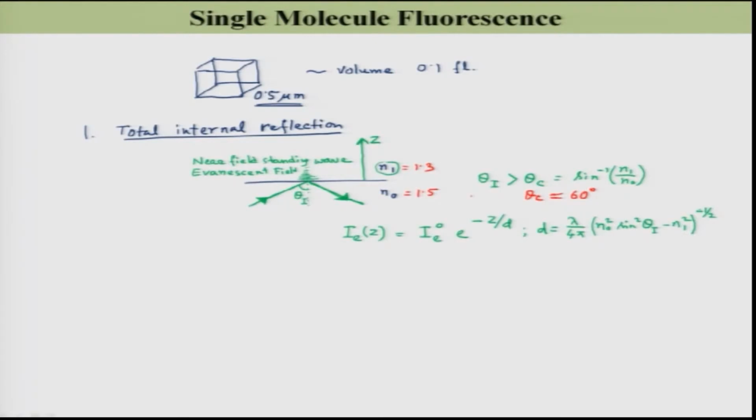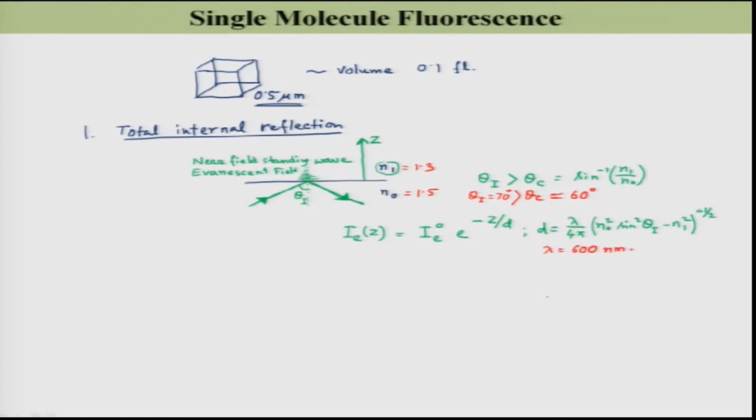So, if theta I is greater than 60 degrees, let me consider that theta I is equal to 70 degrees. I can choose that, which is greater than theta c, then it will fulfill the total internal reflection condition. In that case, I can simply evaluate the value of d, because I know n0, I know theta I, I know n1, but it also depends on the wavelength. So, I fix a value of wavelength. Let us say for this case the wavelength of the incident light is 600 nanometer.